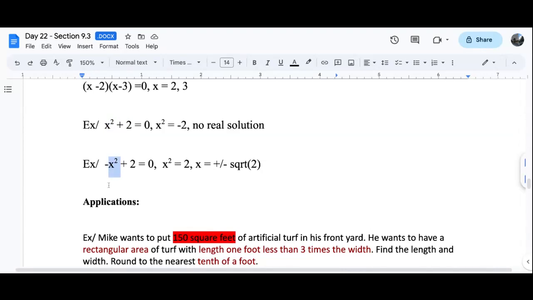Negative x squared plus 2, we can move negative x squared to one side. So we get x squared equals 2. Then we take the square root. When we take the square root, we get positive and negative values. Positive square root 2, negative square root 2. Okay, anyone has any question?